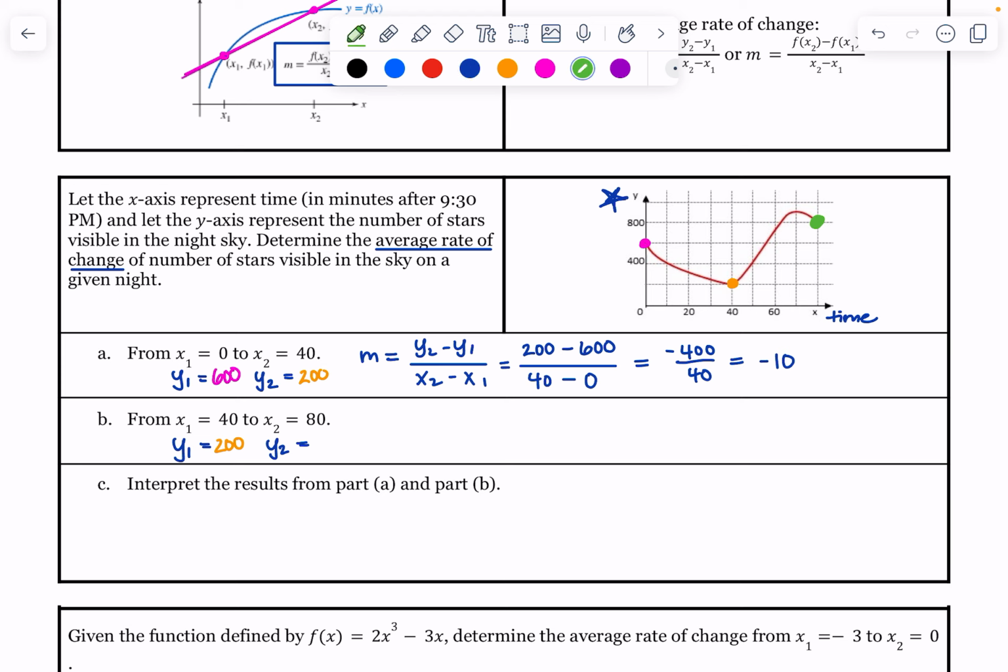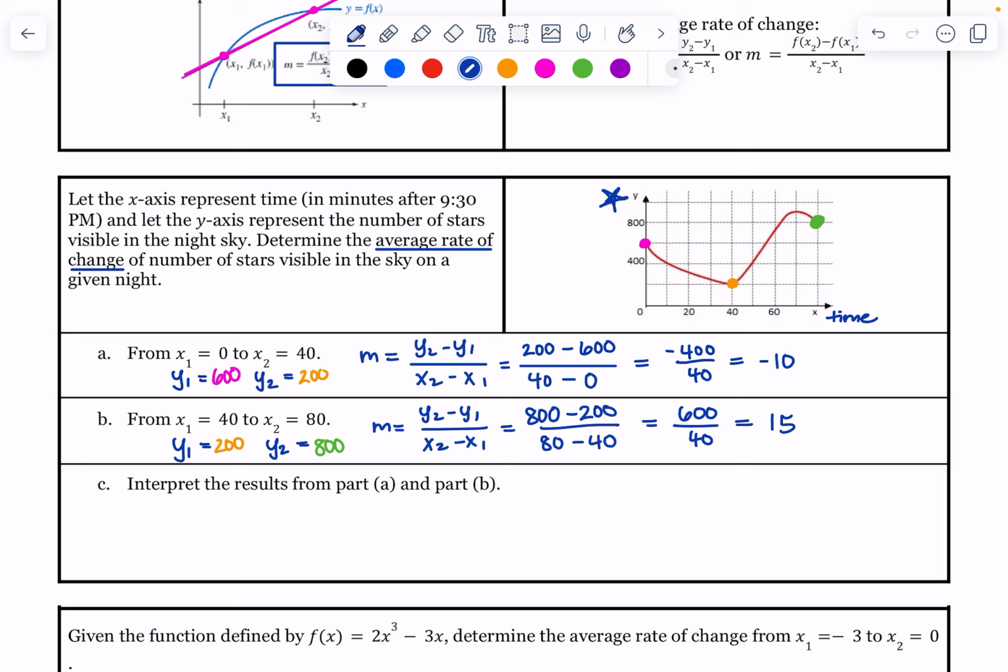Okay, so when I do my average rate of change, I'm doing m equals y2 minus y1 all over x2 minus x1. And when I plug in what I found by looking at the graph, I'm going to have 800 minus 200 divided by 80 minus 40. And so I'm going to get 600 over 40. And when I do that, I'm going to get 15, positive. And then part C says interpret the results from part A and part B.